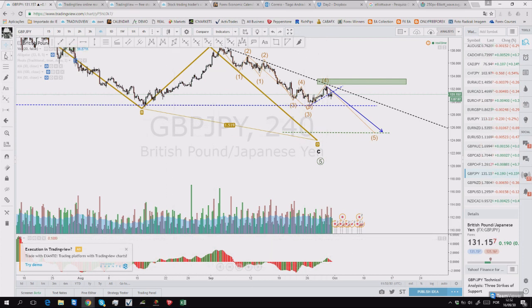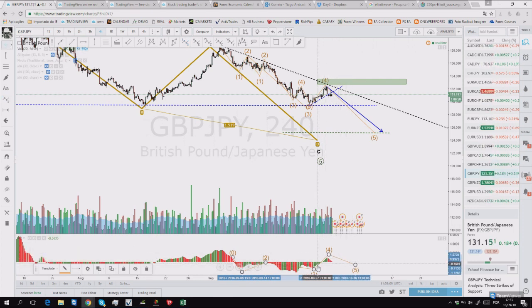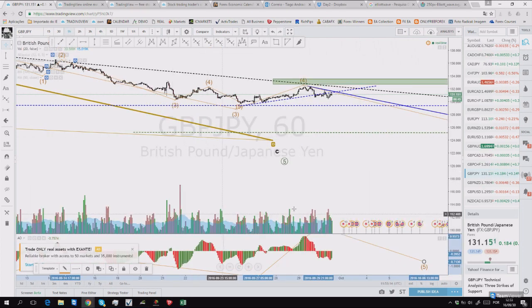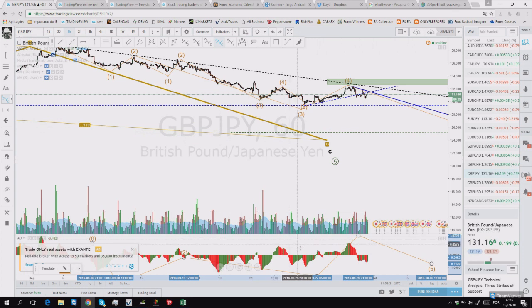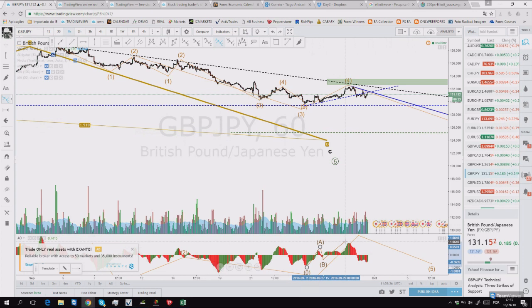Is it clear, guys? I'm sure it's not, but this would be 1, 2, it didn't cross 0, 3, 4, and 5 will be somewhere around here. And remember, if we go into a lower time frame, this 4, we had our A, B, C.